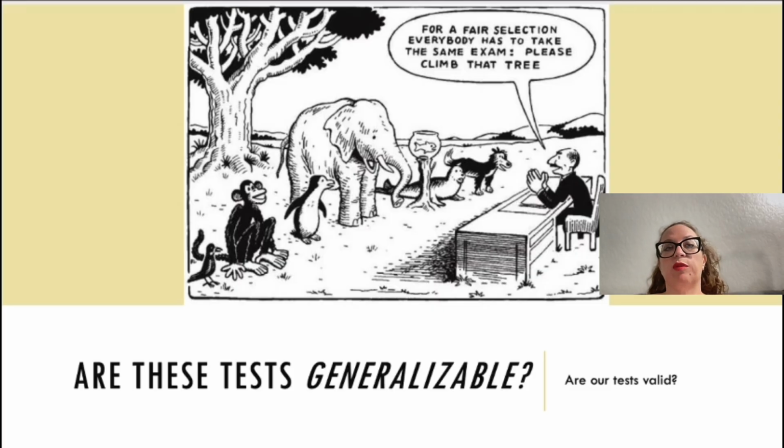I think a great way to think about this is through generalization. Remember, we talked about generalization a few topics back and how it's so important for our research to be generalizable. If it's not generalizable, it doesn't have anything to say. We can't make any inferences about larger groups or populations. So I think that this is a really apt comic to describe, right, fair selection. Everyone has to take the same exam of climbing a tree. So hopefully you get the joke here.